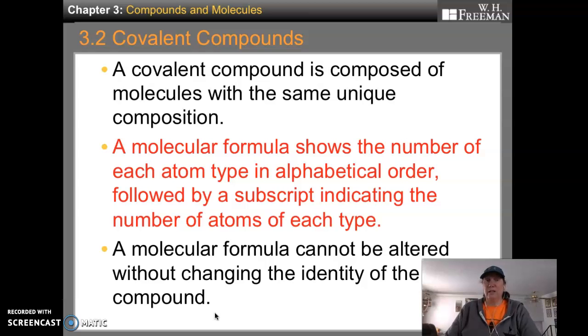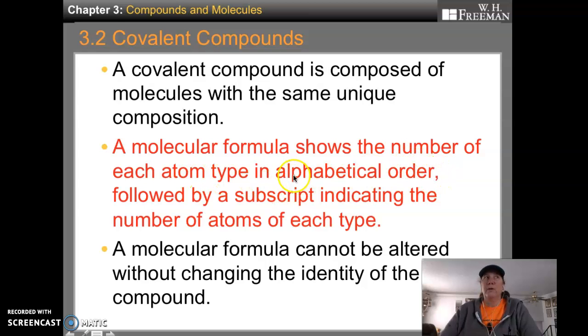They're all going to be the same molecules, and they're going to have unique properties because of that. The molecular formula tells you what atoms you have, and it also has a little subscript number down below that tells you how much. Here it says each atom type in alphabetical order.